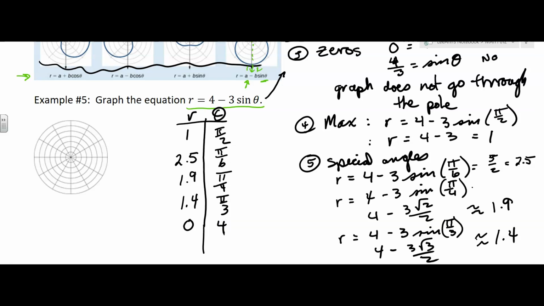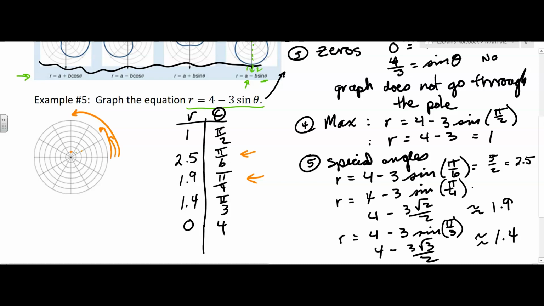So 1 at pi over 2. So I'm rotating pi over 2 and I'm counting out 1. All right, I'm going to rotate pi over 6, which is going to be to this first line here on my polar grid. And I'm going out 2, 1, 2 and a half. It's going to be about there. And then pi over 4, well, that would be a little bit further, right? So pi over 4 is going to be like halfway in between those two lines. And I'm going out 1.4, so it's going to be somewhere in there.